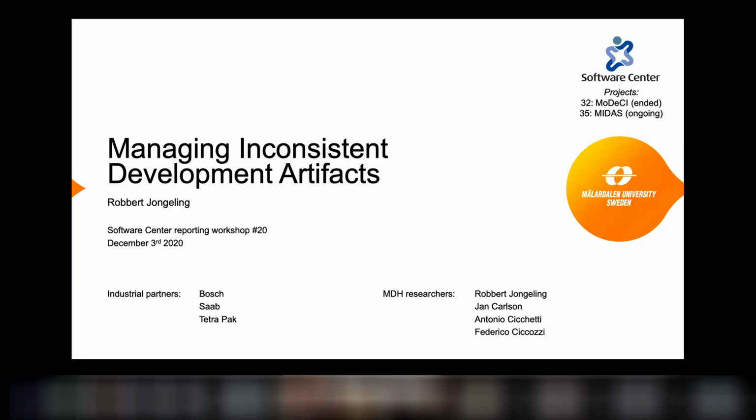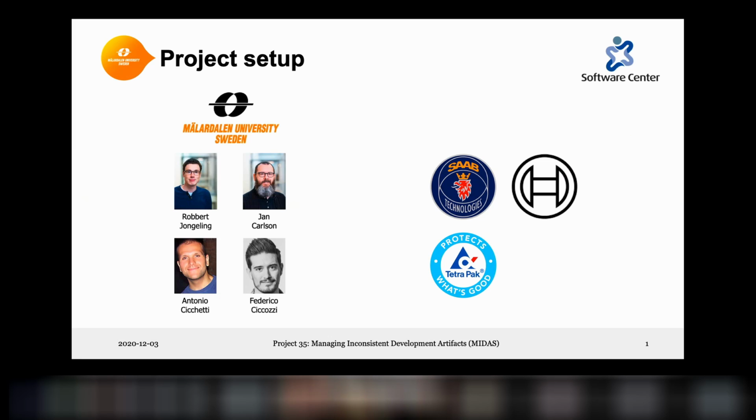I will introduce and discuss some things about our project number 35, which is about managing inconsistent development artifacts. Just to introduce us, because now we are all hidden behind those black screens with icons showing just our initials: this is us, the researchers from MDH involved in this project, and these are the partners. We are working with Saab, Bosch, and Tetra Pak in the project.